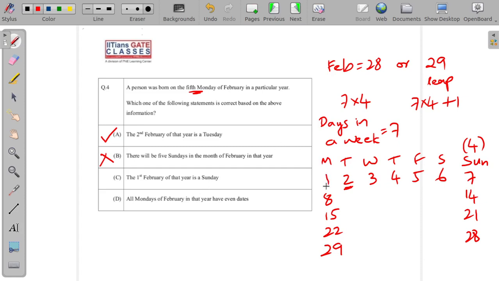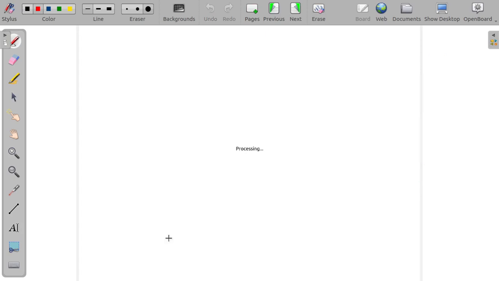1st February was Monday. So again wrong. All Mondays of February in that year have even dates. So all Mondays, 1, 8, 15, 22, 29, there's odd. This is odd, this is odd, and this is odd. These two are even. So this is also wrong. Option A is the correct one. Moving on to the next question.